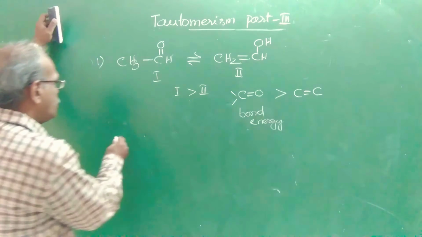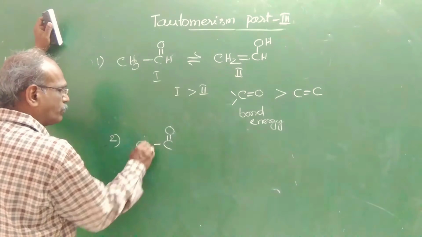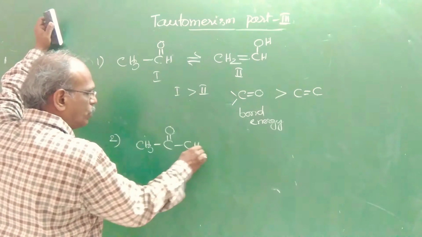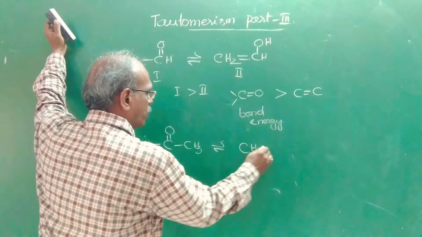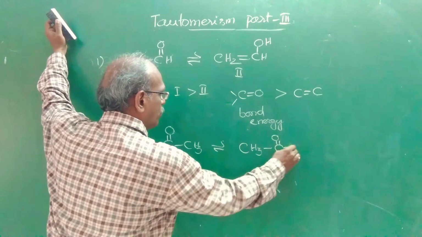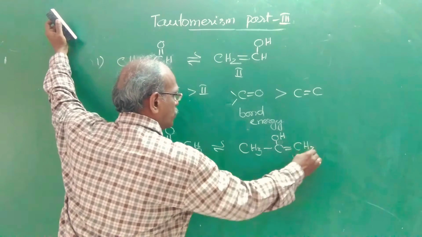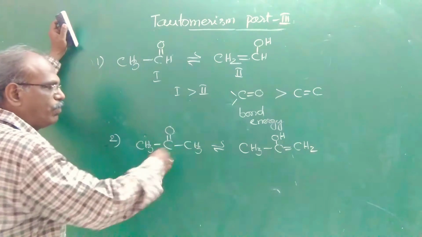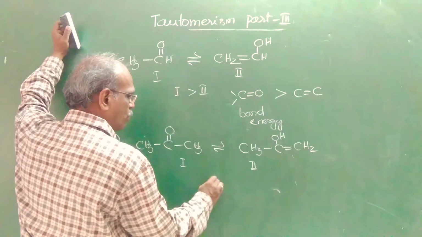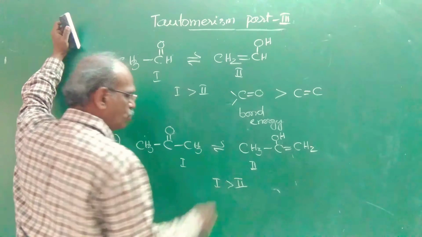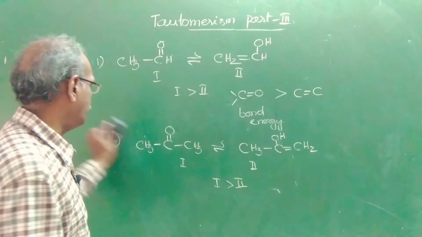Next, similarly, if we take acetone, here also, see what you get: CH3, C=O, and the enolic form, C(OH)=CH2. Keto form and enolic form. Here also, the keto form is more stable than the enol, for the similar reason.